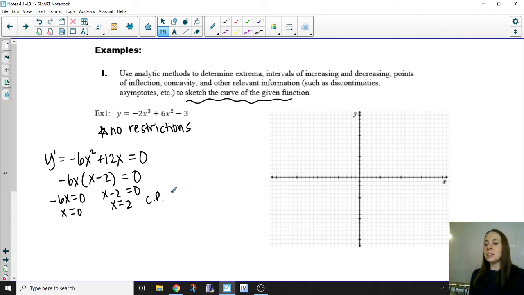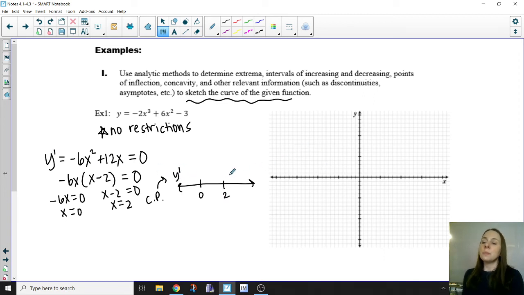Next, we test those critical points on a number line. Basically, we're testing them on this thing over here, but I like to redraw it over here. We test them on a number line like this. And what we are testing points around them in, I should say, is the first derivative. I was about to write f prime, but it's y. I'm going to go with y prime because that's how we labeled it here.